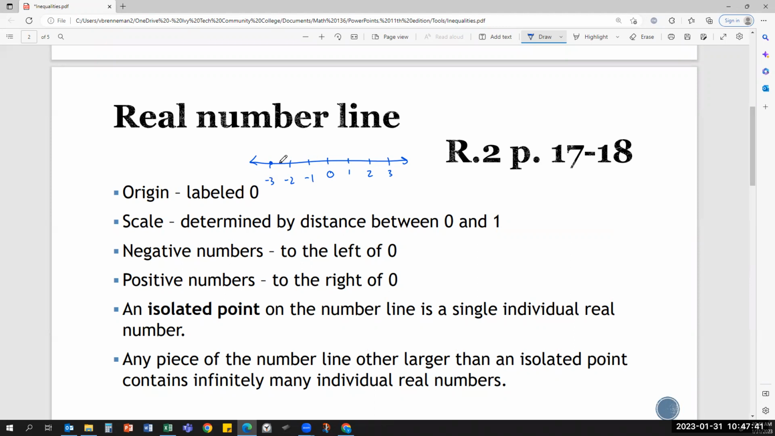Anything else, like pieces of the number line, would actually contain infinitely many individual values. So we either have a dot or we have a piece that contains more than one. As soon as it's not just a point, it's infinitely many values. The whole number line is made up of infinitely many individual numbers, all squeezed together. So there are no gaps in it. The whole line is covered.